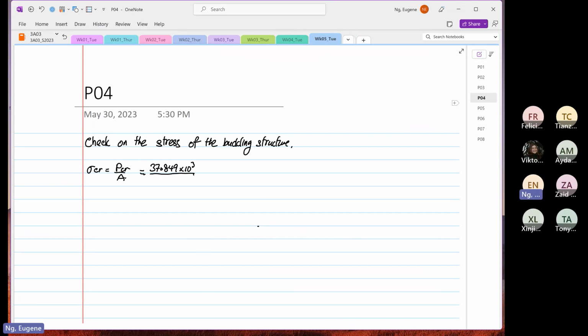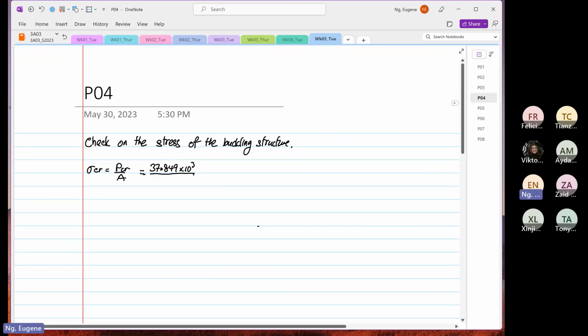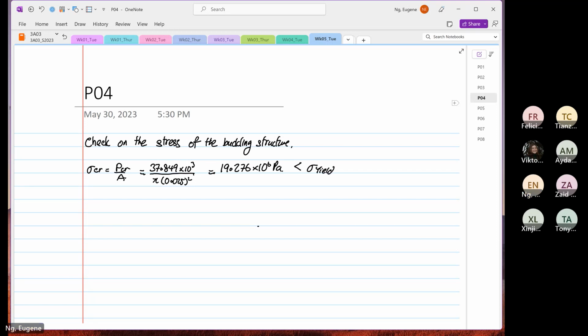And then we have an area. So the area is pi r squared. Okay, pi times 0.025 squared. So 37.849 times 10 to the power 3 divided by pi times 0.025 squared is equal to 19.276 times 10 to the power 6 Pascal, which is less than the stress yield of what?